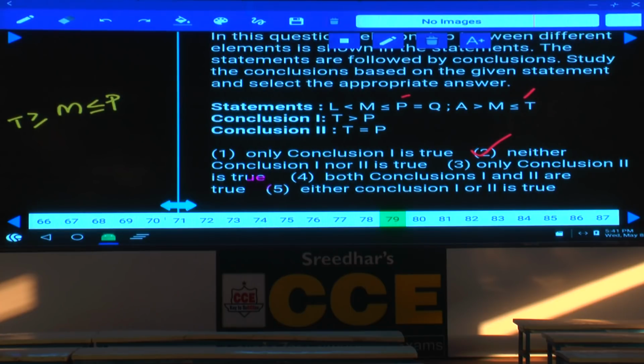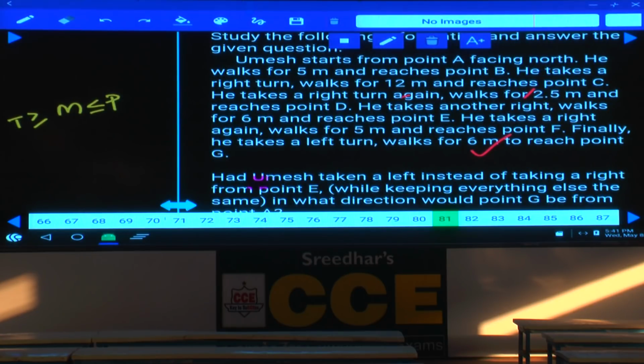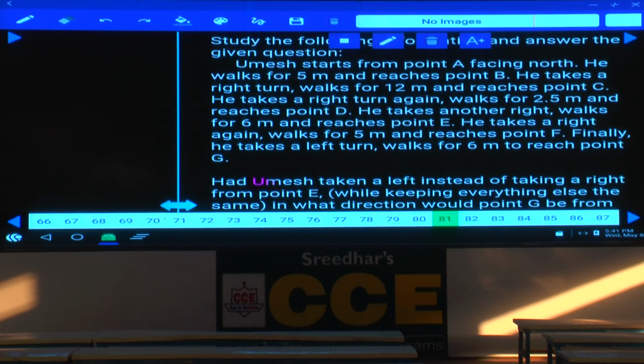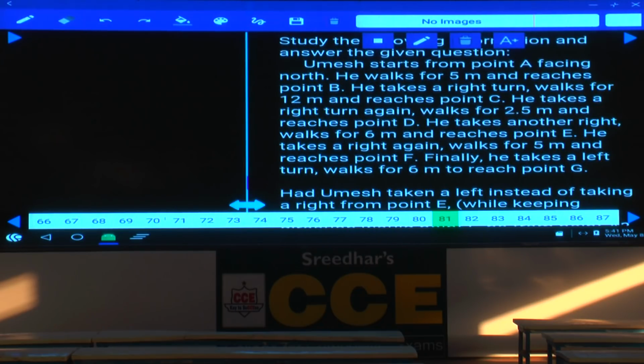Then 81 and 82. Now in these question numbers 81 and 82, these two are based on directions. Umesh starts walking from point A facing north. Now from point A facing north he walks for 5 meters. First he traveled for 5 meters and reaches point B.